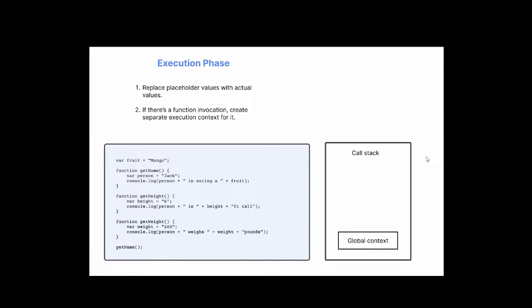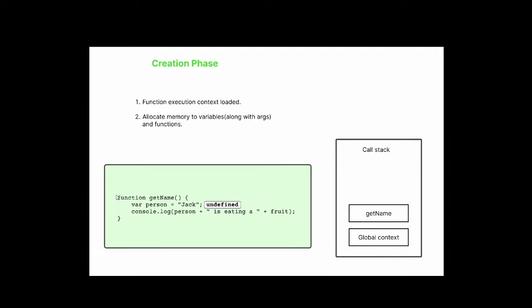So in the next step, if you see, this context will now begin with its creation phase. The getName function has also been added to the call stack. The variable person will be set to undefined in the creation phase. If at all there are some arguments in this function, let's just assume that there's a parameter here in this function. This parameter will also be treated exactly as a variable. So it will also be set with a placeholder value that is undefined. Since there's nothing else that can be allocated memory in this file, it will then move on to the execution phase of this function.